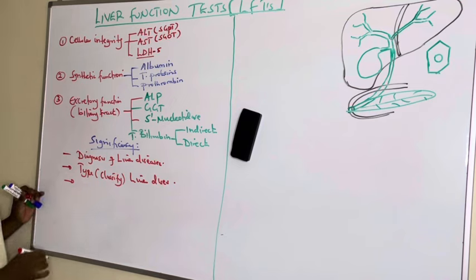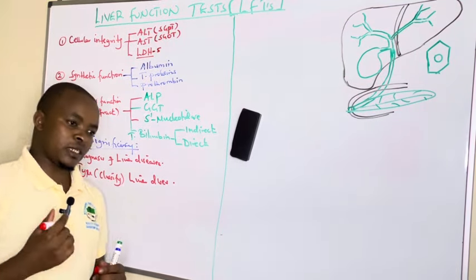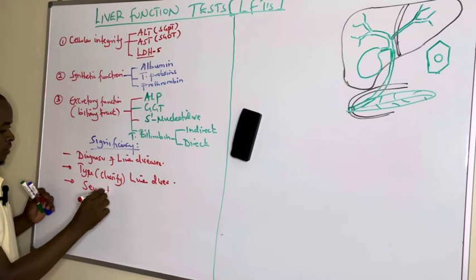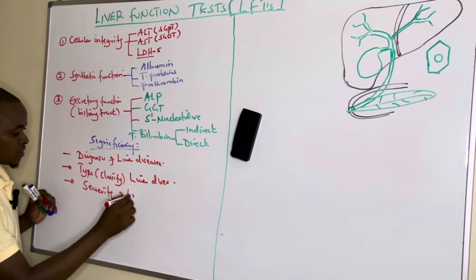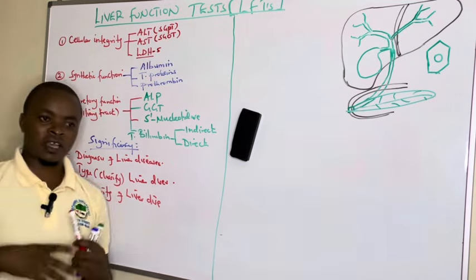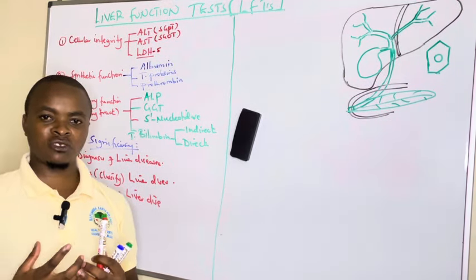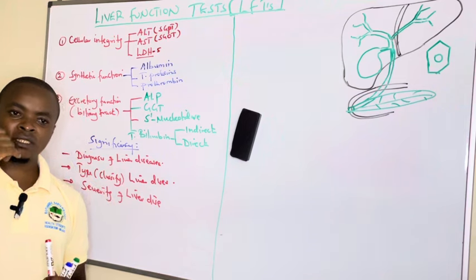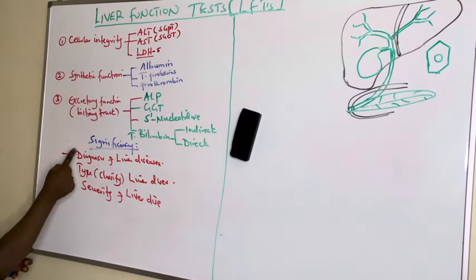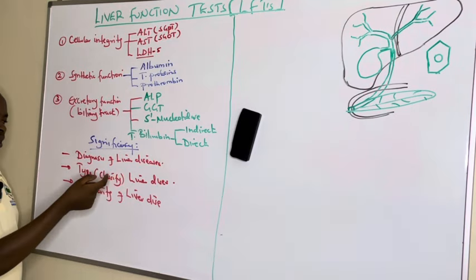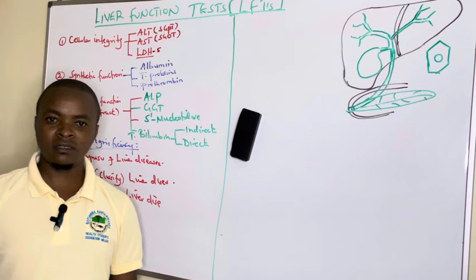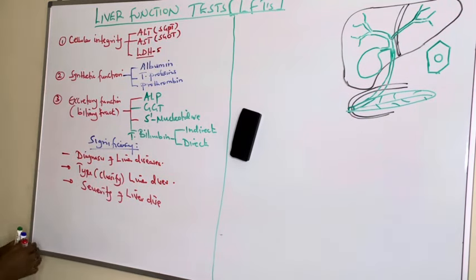Another significance of performing liver tests is that we can also use them to determine the severity of liver diseases. As we are going to see, if I have results of liver function tests, I can use them to know: is this a really severe liver disease? Is it chronic? Is it acute? So we can diagnose liver disease, we can classify liver diseases, and we can also determine the severity of the liver disease using liver function tests.